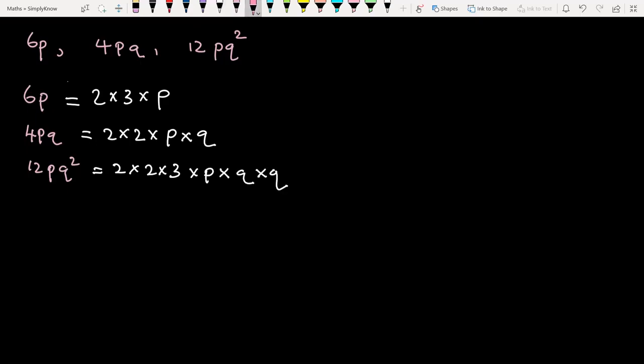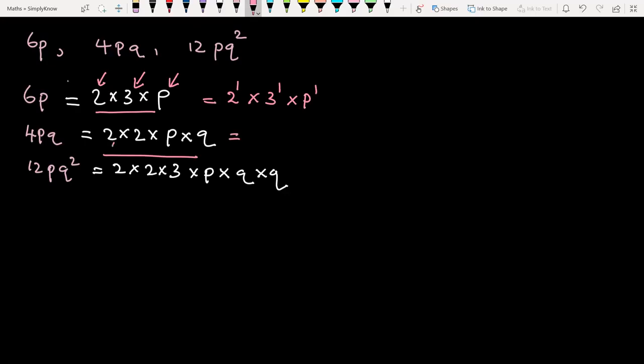Do you remember the next step? We need to write these products as a product of powers now. So we got only one 2 here, so 2 to the power 1, times here also one 3, 3 to the power 1, times only one p, so p to the power 1.